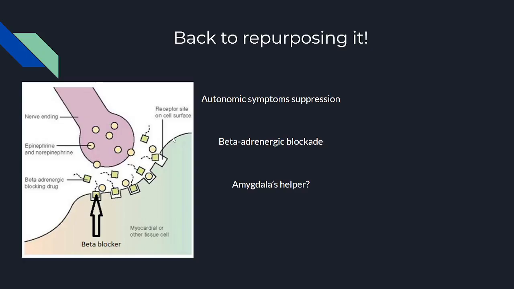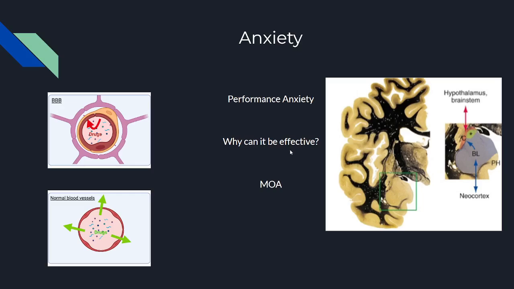And I added in here "amygdala's helper?" mainly because much of that is theoretical, but what is proposed is that reactivity in the basolateral amygdala is reduced because of these beta-blocking effects, suggesting that it may modulate and reduce emotional processing, and we'll get into that when we talk about PTSD. So what can we use it for?